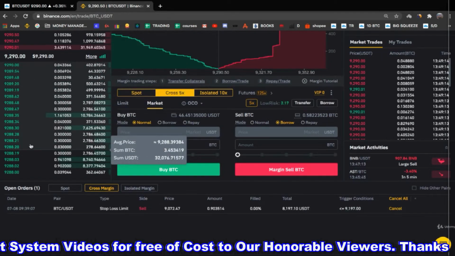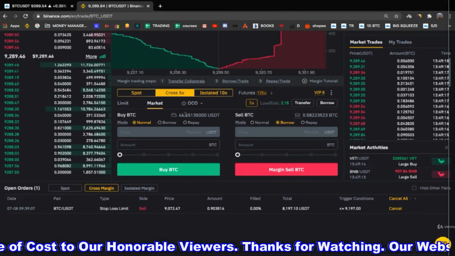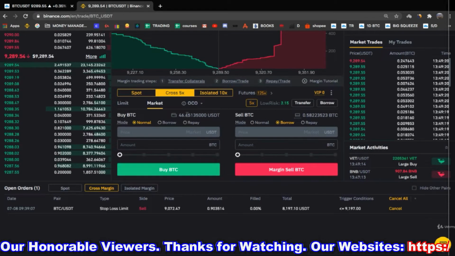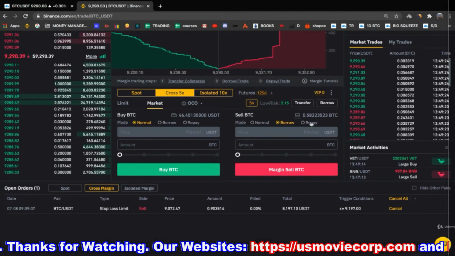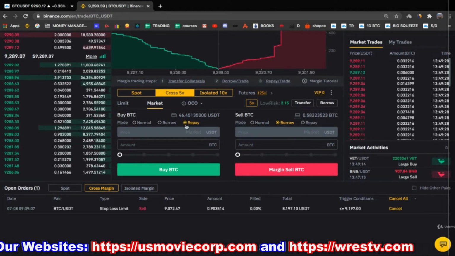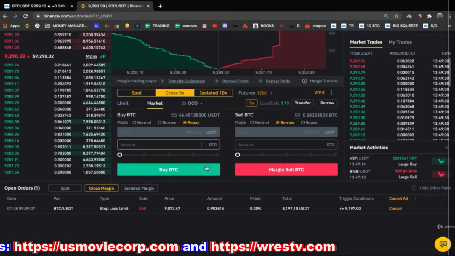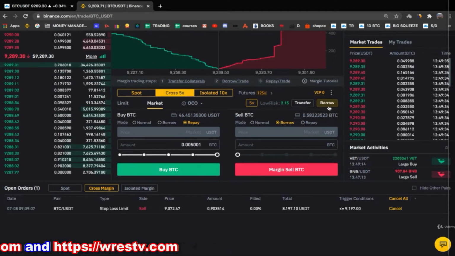Now if the Bitcoin goes back lower, with this same amount I will be able to buy Bitcoin, right? And I will repay it. So in order for you to repay, you simply go to the repay mode, and now automatically when you buy, this will be repaid. But first let me show you something.